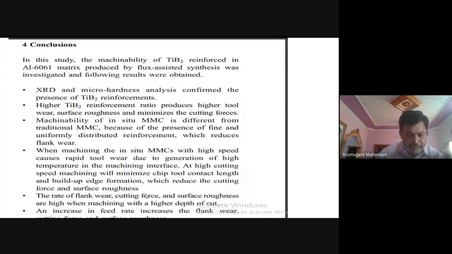The rate of flank wear, cutting force and surface roughness are high when machining with higher depth of cut. Again, higher depth of cut, because of time constraint, I did not add it. An increase in feed rate increases the flank wear, cutting force and surface roughness. So apart from this, you can also try for cutting force.